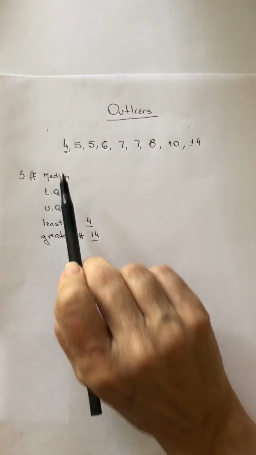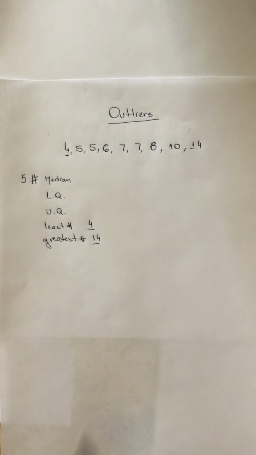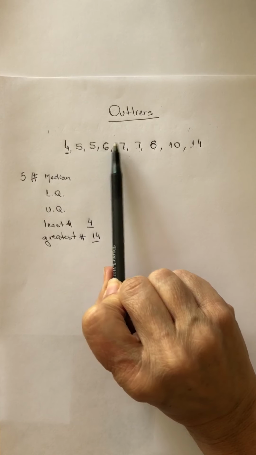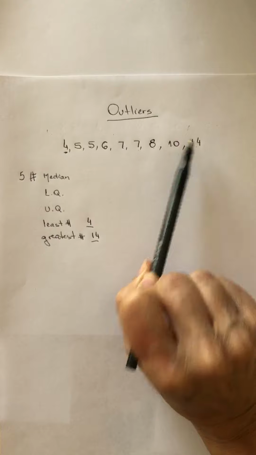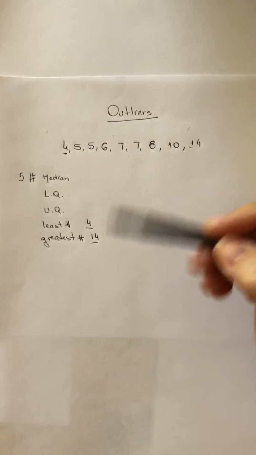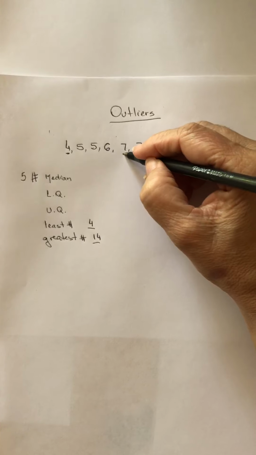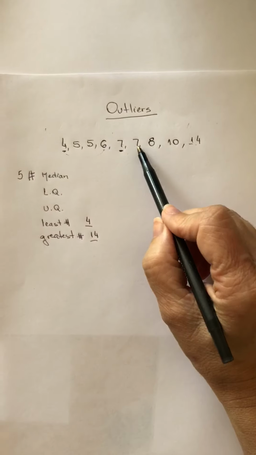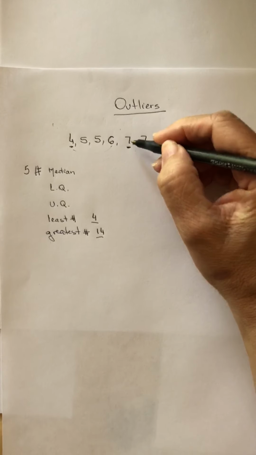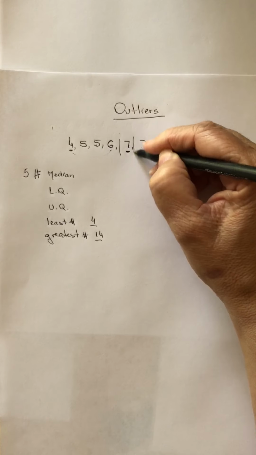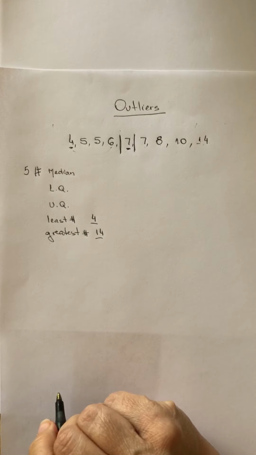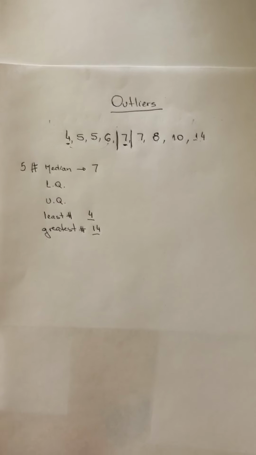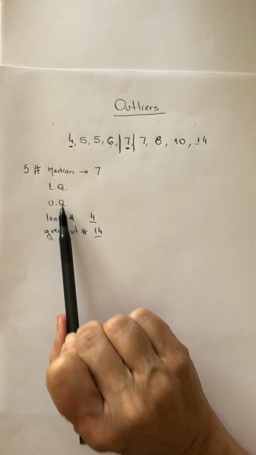Then we can work with the median. The median is the number that is right in the middle of our set. So we count how many numbers we have: 1, 2, 3, 4, 5, 6, 7, 8, 9 numbers. If I have 9 numbers, the middle is going to be this number right here: 4 numbers in the lower half, 4 numbers in the upper half, and this one is right in the middle. So the median here is going to be 7.